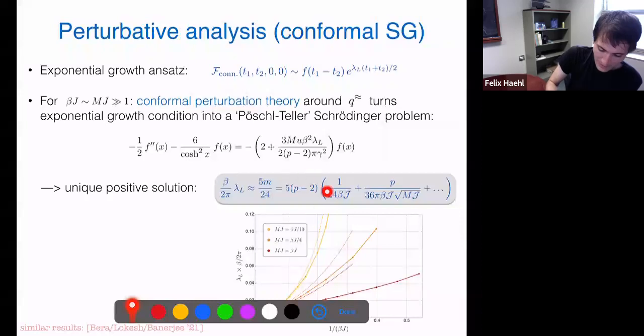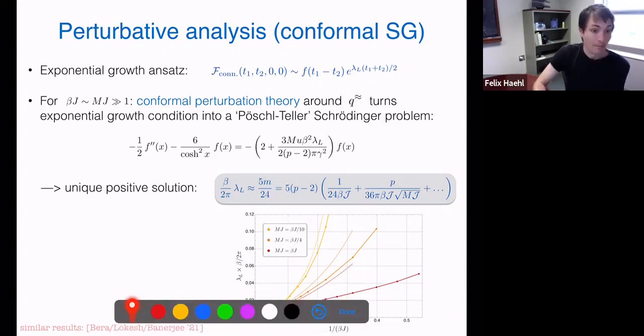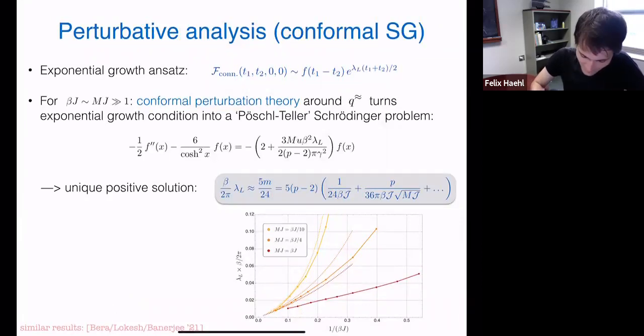So again, it goes like p minus 2, so it vanishes when p is 2. At leading order, it's linear in temperature. So this is the Lyapunov exponent divided by the maximum exponent, beta over 2 pi, and it goes linear in temperature. Or another way to write it that's kind of interesting, but I'm not sure what it means, is that it's proportional to m. This replica symmetry breaking parameter m shows up, 5 times m over 24. So that's a very simple approximate expression at strong coupling.